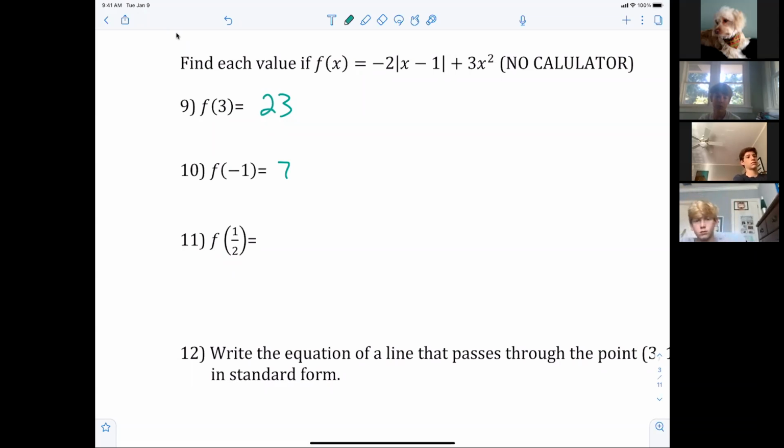Anybody need any help with that? Can you do that one? Yeah, just plug -1 in. Now, again, when we plug -1 in, it's just a matter of, do you understand the order of operations? So what's -1 minus 1? Absolute value of -2. 2 times -2 is -4 plus. Now I plug -1 in here. What's -1 squared? 1 times 3.